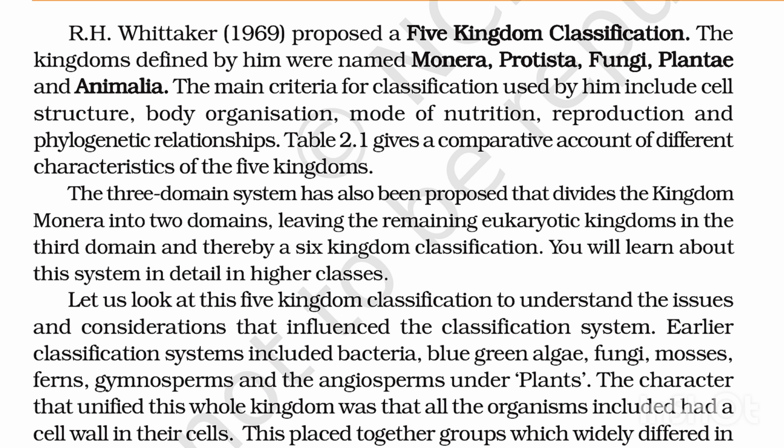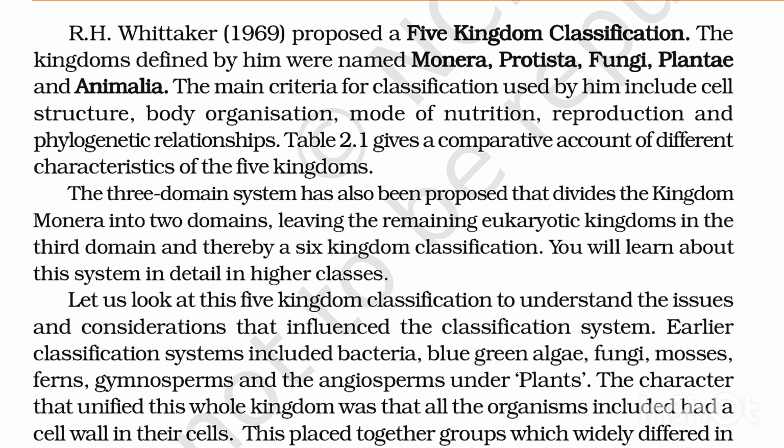R. H. Whittaker, in 1969, proposed a 5-kingdom classification. The kingdoms defined by him were named Monera, Protista, Fungi, Plantae, and Animalia. The main criteria for classification used by him include cell structure, body organization, mode of nutrition, reproduction, and phylogenetic relationships. Table 2.1 gives a comparative account of different characteristics of the 5 kingdoms.